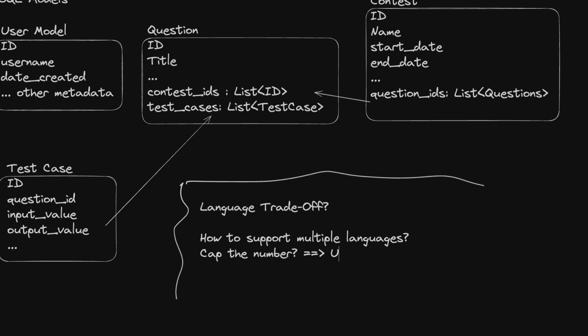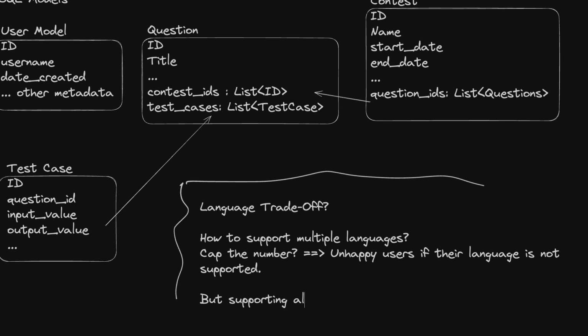This might mean unhappy users if their language is not supported, but supporting all languages is difficult and needs a lot of machines and DevOps to actually make sure you can execute all of these things. So this is one of the trade-offs. This is a big part of the question, so I'm going to leave this one up to you. How would you handle multiple languages, right?